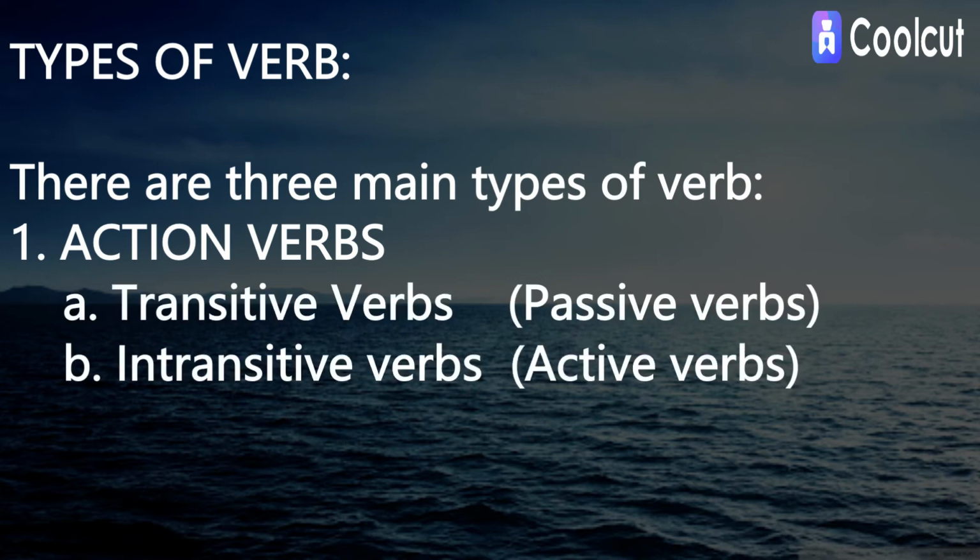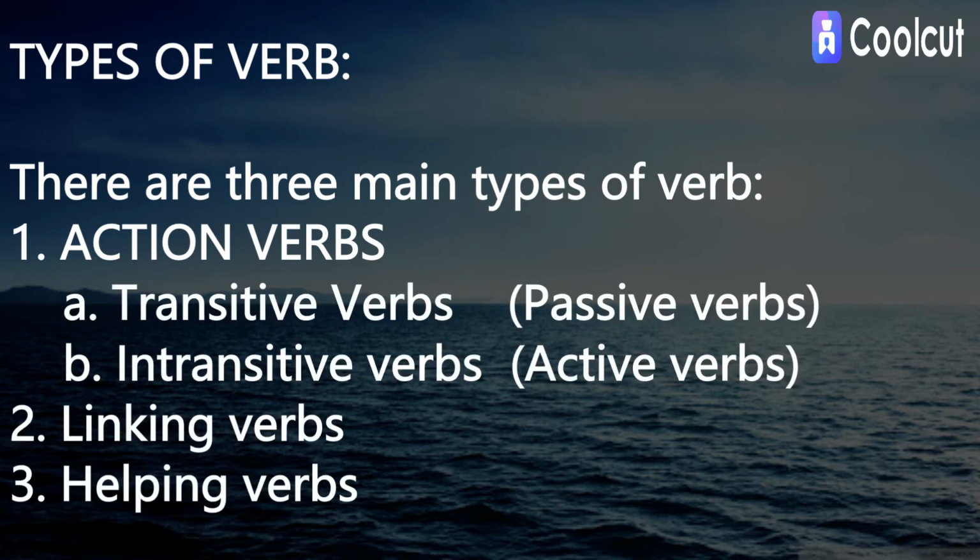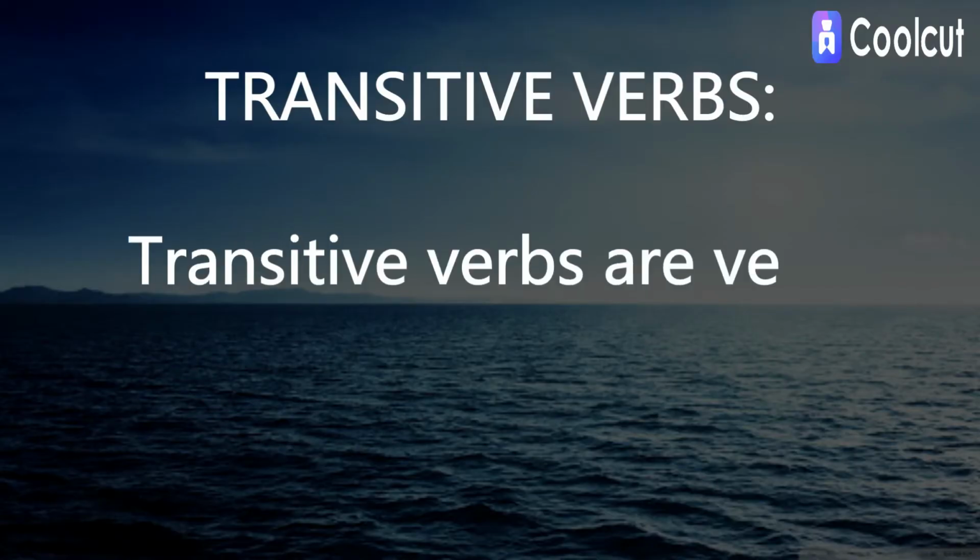Types of verbs. There are three main types of verbs. Number one, action verbs, which are further divided into transitive verbs or passive verbs, and intransitive verbs or active verbs. Number two, linking verbs, and number three, helping verbs. These are all different types of verbs.